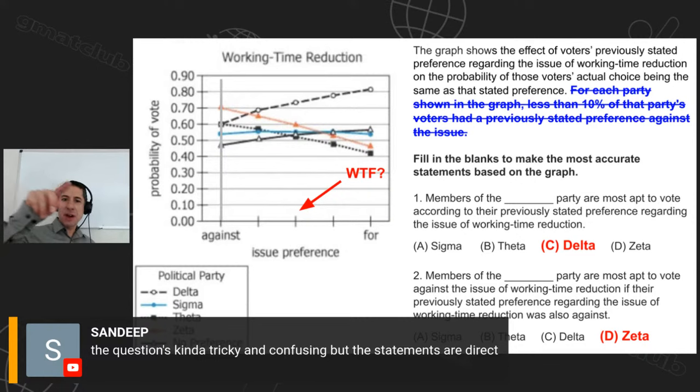Notice at the very top of the graph, that dashed black line. That means that, for example, for people who stated a preference, the Delta party was most likely to vote according to that preference, with a 0.8 probability that they're going to vote for it. The next one, second to the right, is also the highest, meaning that the Deltas were most likely to vote in accordance with their previous preference. So because the Deltas are the highest line, at least on average, that's why your answer is C for number one. So again, trying to get to the right mindset.